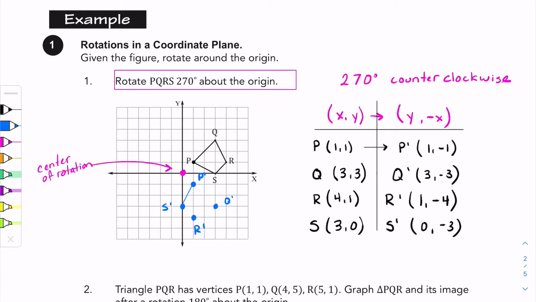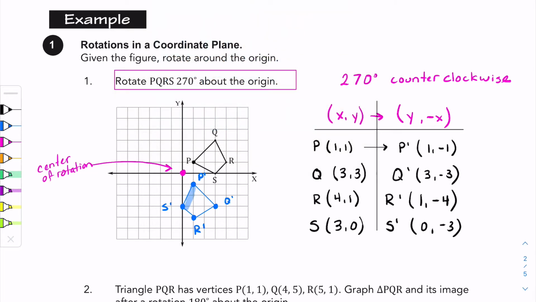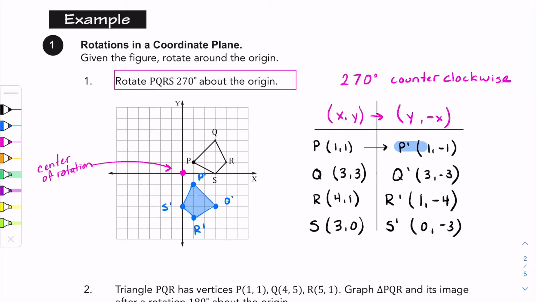I'm going to connect these points for my image or my final answer. And this figure here is my final graph. I'm actually going to highlight the final coordinates over here, just so we know that's where they are. We rotated this figure 270 degrees counterclockwise.